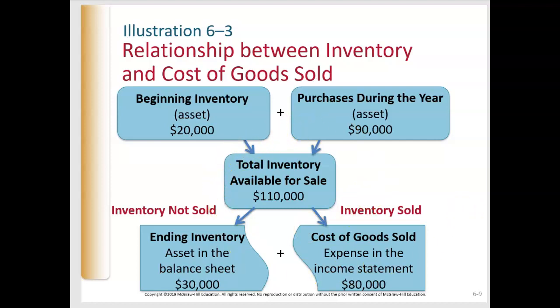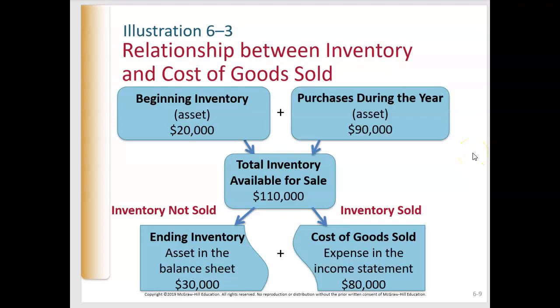So probably the most important thing in this chapter, it's all about inventory, by the way. So Chapter 6 is all about inventory. The most important thing for you to understand is this relationship. If you understand this relationship, you can pretty much solve any of the problems.